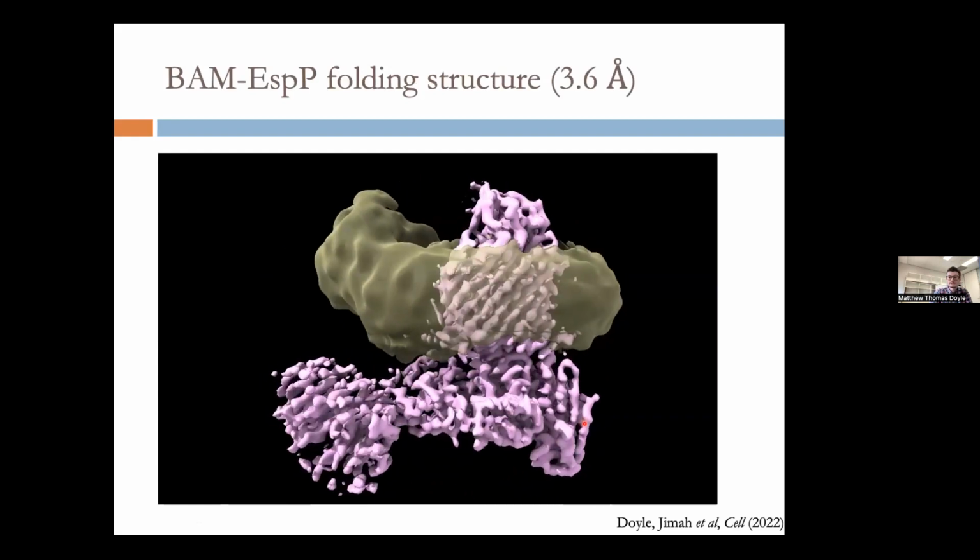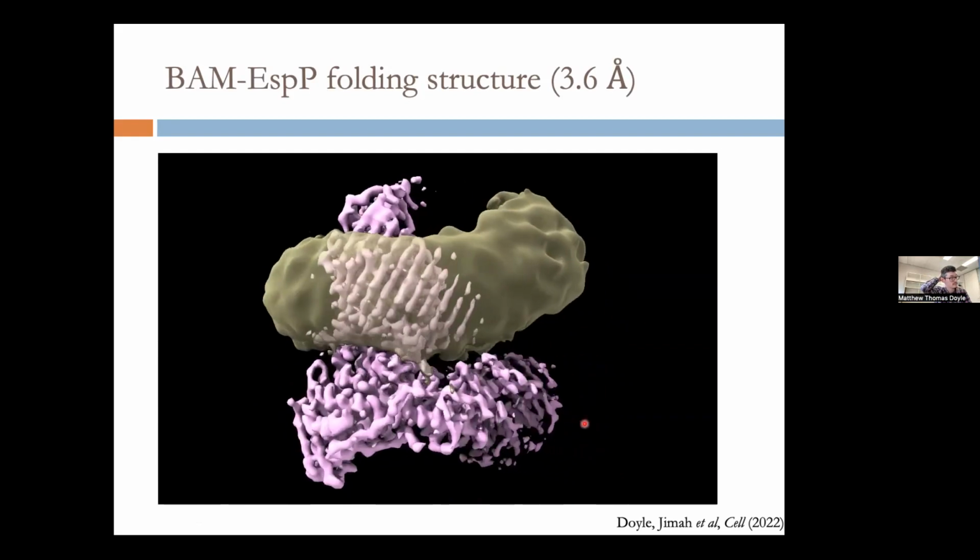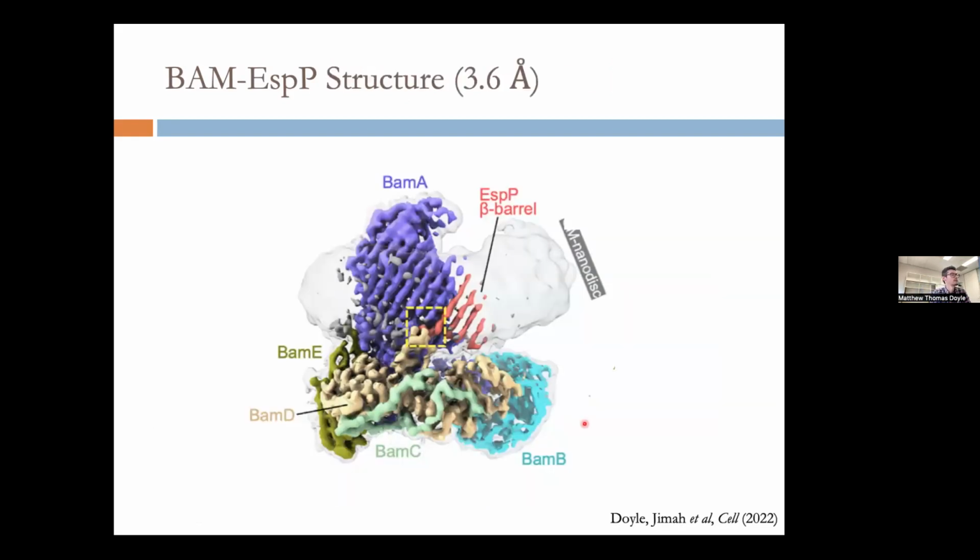Here's one of our structures. We solved 10, and here's one of them. It's the highest resolution one. So let's delve into this a little bit more. In purple is BAM-A, and here's some strands in pink, which is the ESPP that's trapped and being folded. In the other colors are the associated lipoproteins that would be in the periplasm. And in this region here, you can see the outer membrane nanodisc.